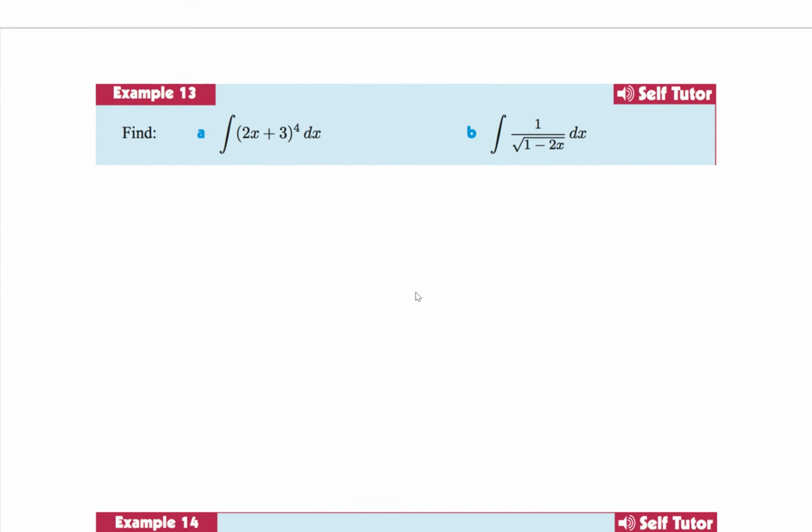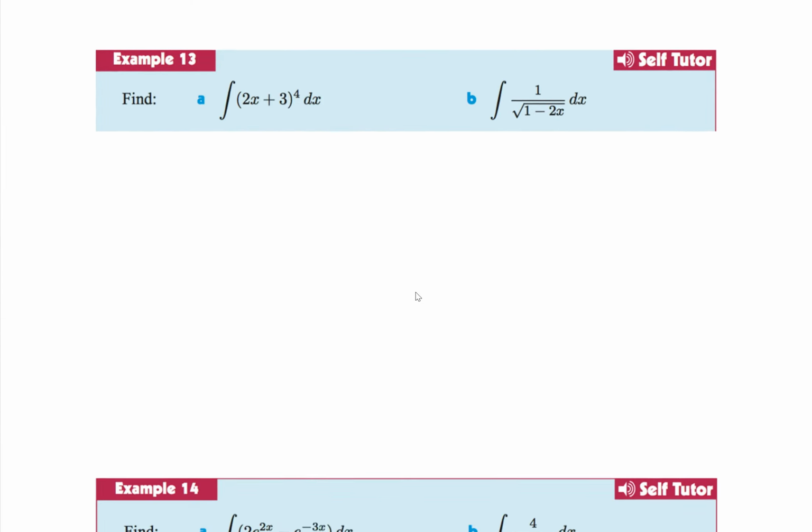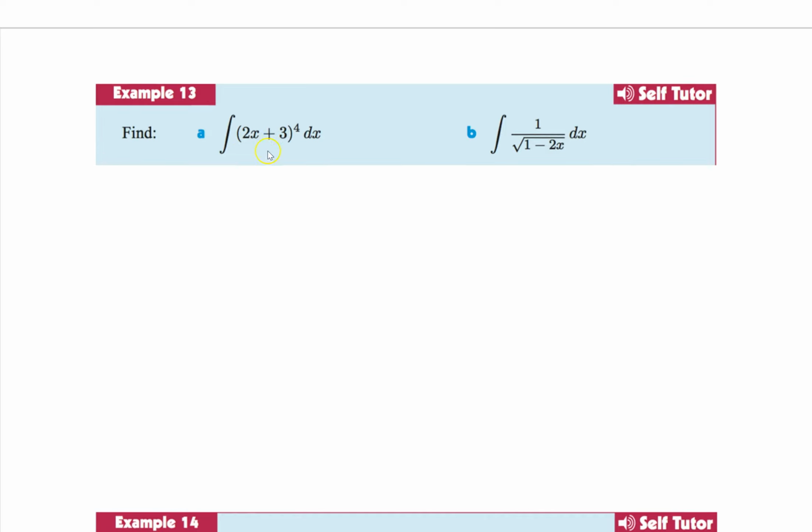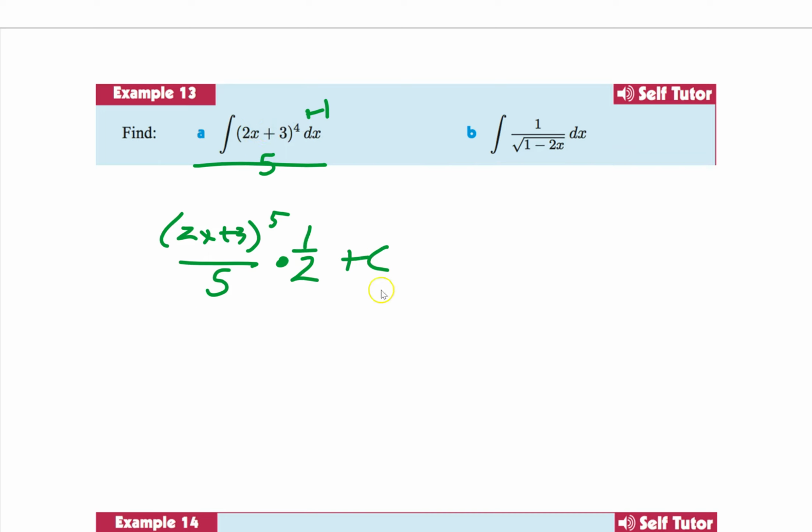Let's do a few more examples to make sure we got it, and then we can be out of here. So look at this one. Straight out reverse chain rule. So I'm going to add 1 to the power, divide by the new power. So I get 2x plus 3 to the 5th over 5. Don't forget to divide by the derivative of the inside. So in this case, my derivative is 2, so 1 over 2 plus c. If you want to make it a little prettier, you can multiply the bottoms.